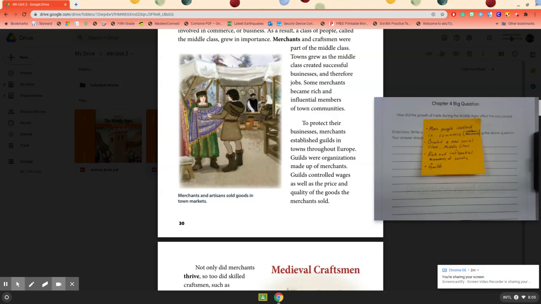And it also created guilds. Guilds, in my opinion, this is just me, are similar to what we have today that are known as unions that kind of protect the workers. So these are some things that I'm going to mention in my topic sentence. And then from that point forward, I'm going to look back through the text and see where I can find examples of this so I can put it in with my sentences. So let's look. I see more people involved in commerce. We had craftsmen and merchants, created the middle class, rich and influential, and then guilds.